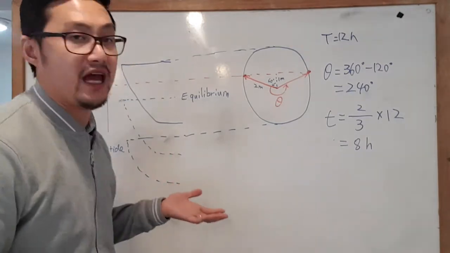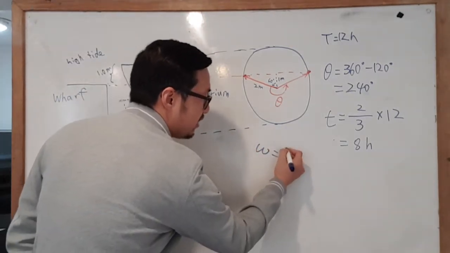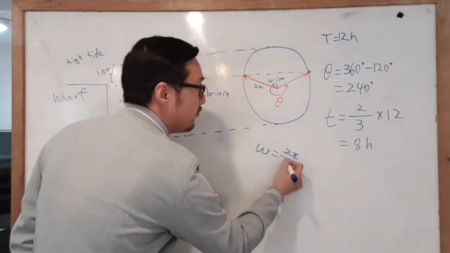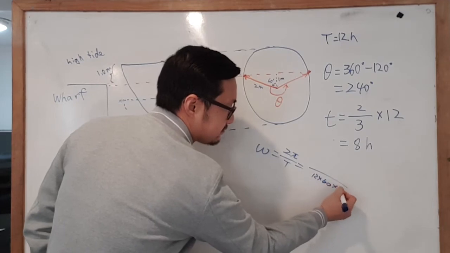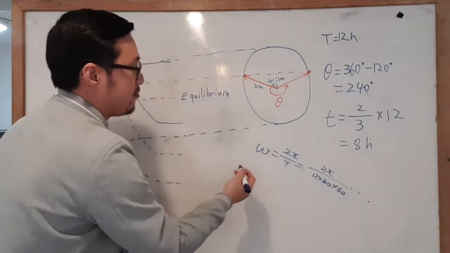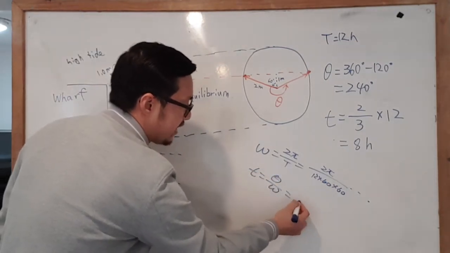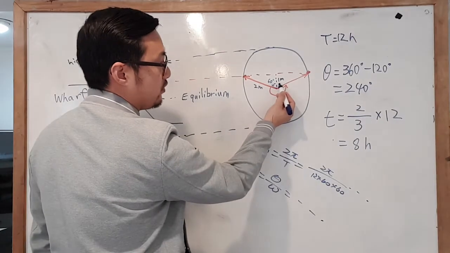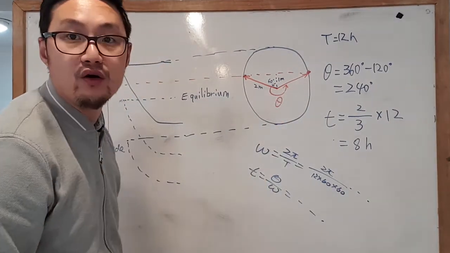If you say you can't do that, then we go to our original method where we calculate omega. Omega equals 2 pi over the period, and I'm going to turn that 12 hours into seconds. 2 pi over that gives me omega. Once I get omega, time equals the angle theta divided by omega, and then you get the answer. Again, you will need to calculate this big angle, and you use 2 pi minus that big angle over there.